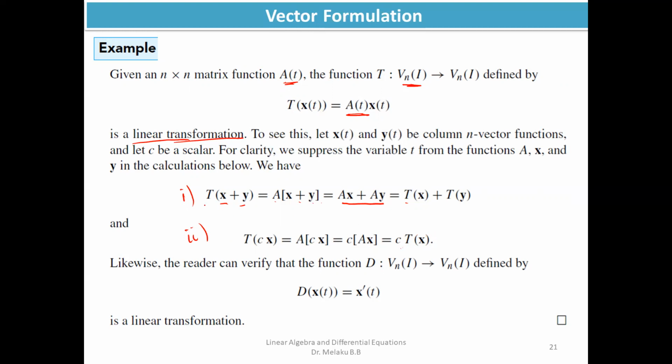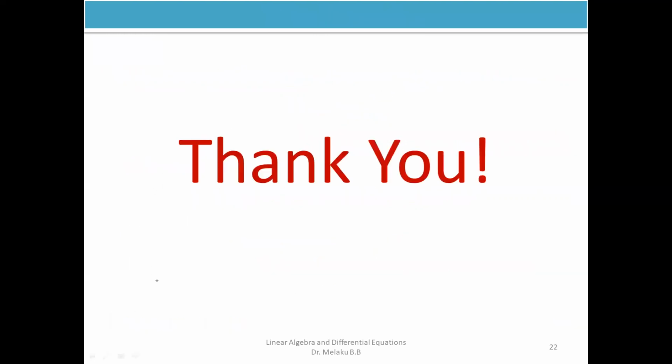Therefore, from conditions 1 and 2, we can say that T is a linear transformation. T, which is defined here from the vector space V_n(I) to itself, is simply a linear transformation on that vector space.